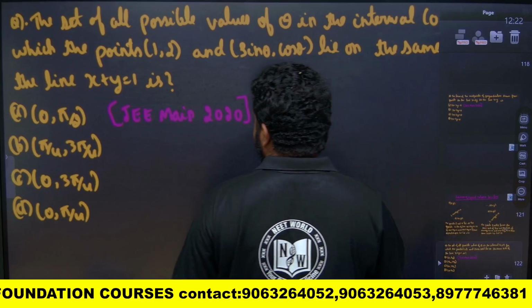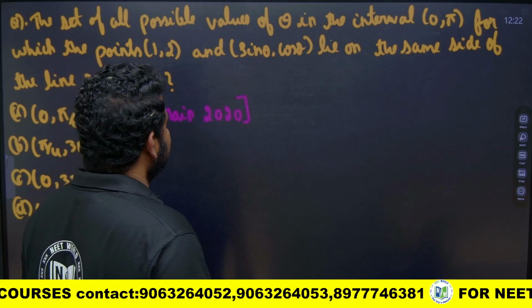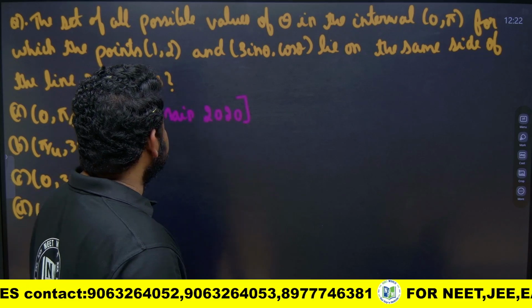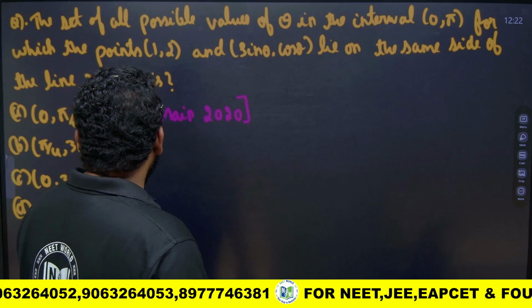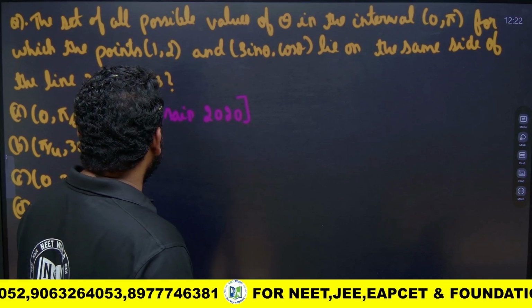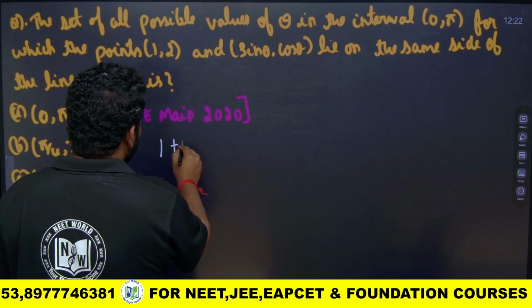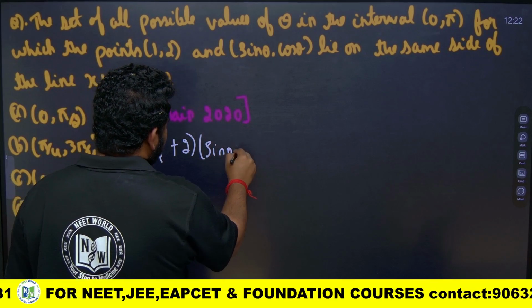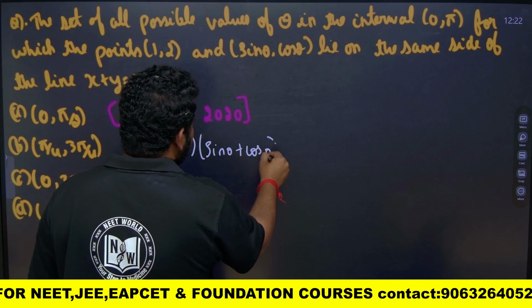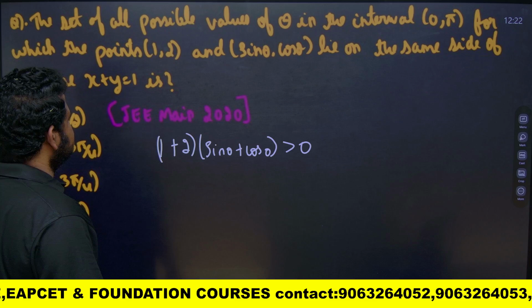So here they have given the set of all possible values of theta in the interval 0, pi for which the points (1, 2) and (sin theta, cos theta) lie on the same side of the line x plus y is equal to 1. Same side of the line means I have to take (1 plus 2 minus 1) into (sin theta plus cos theta minus 1) is greater than 0.